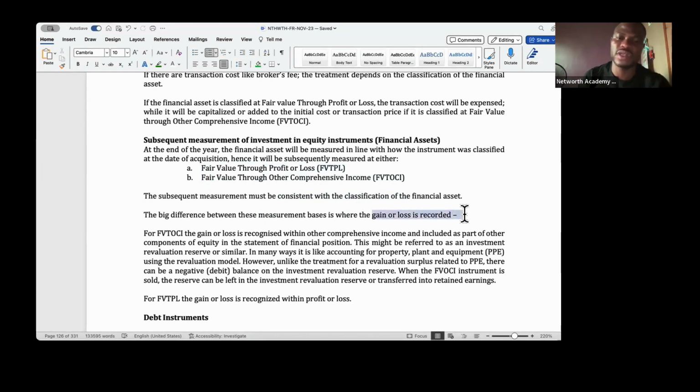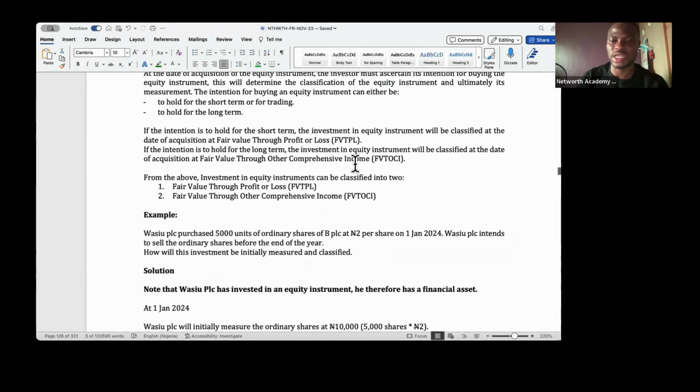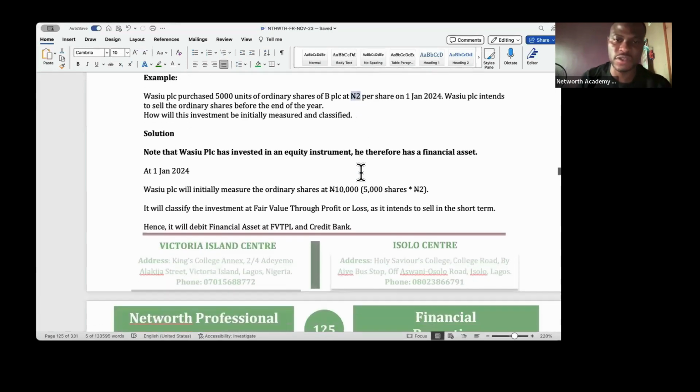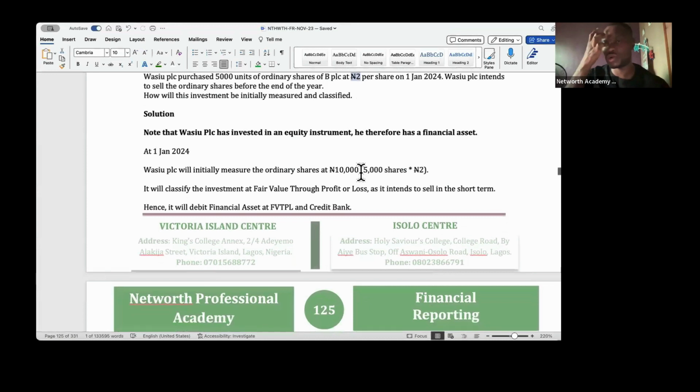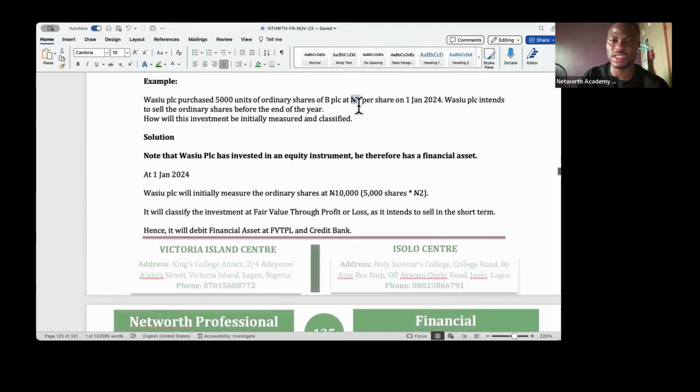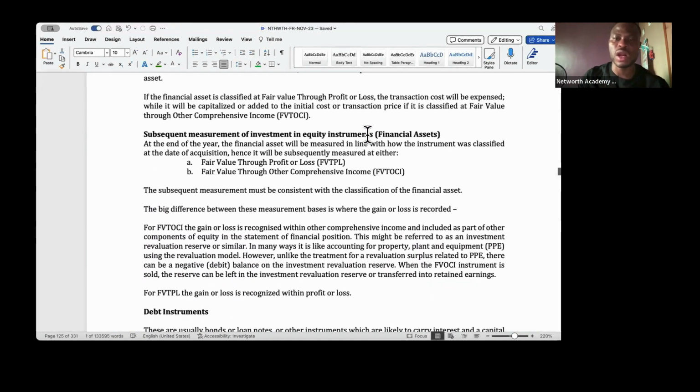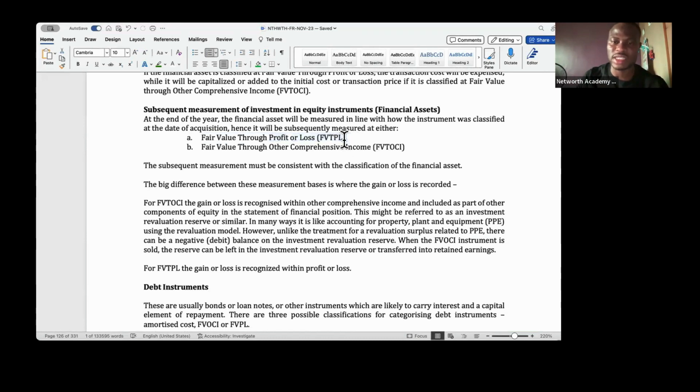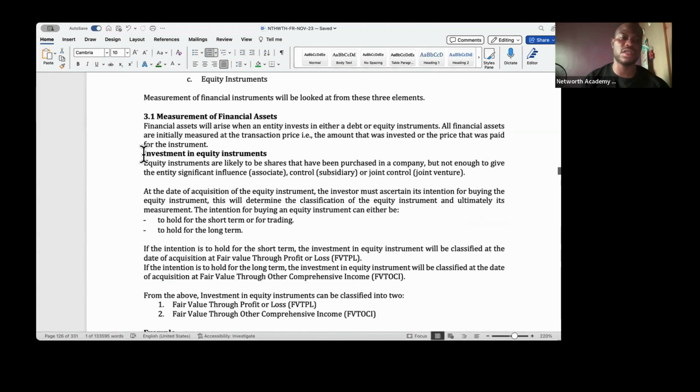The difference is just where the gain or loss is recorded. The example I gave you was one where Wasiu bought shares for 2 naira. At the end of the year, you won't expect the shares to remain at 2 naira. The value will either go up or come down. If the value becomes 3 naira, that means you have gained almost 5,000 naira, because the value of your shares becomes 15,000 at the end of the year. So if you are measuring it at fair value through P&L, it means the change in value, or that gain, is going to be recognized in P&L. That is what fair value through P&L means: measure this at fair value, but any changes in value, take it to P&L. But if it is fair value through OCI, again, measure it at fair value, but any changes in value, take it to OCI.